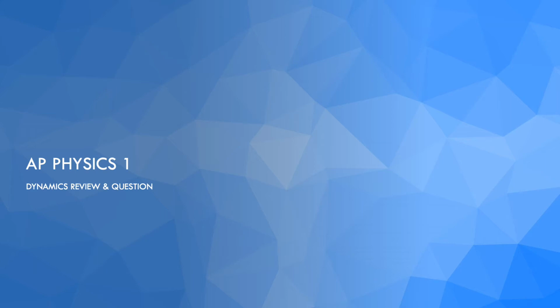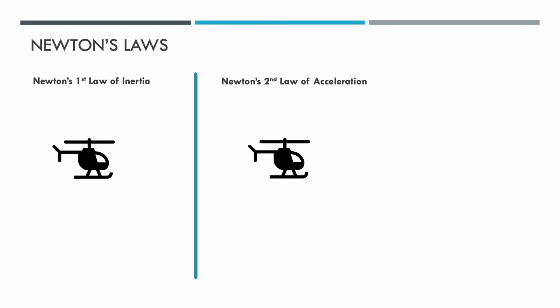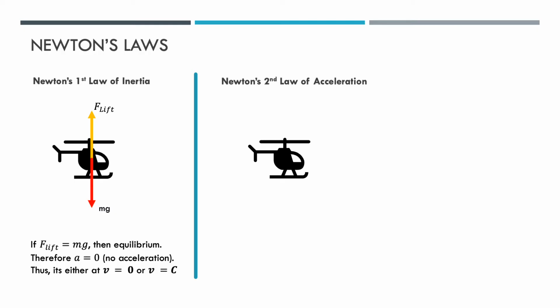All right, let's review some topics in dynamics. Okay, let's go over Newton's laws. Newton's first law is commonly called the law of inertia. The law of inertia says that if I have two forces that are in equilibrium, then I have no acceleration. That means that it's traveling at a constant velocity or it's at rest.